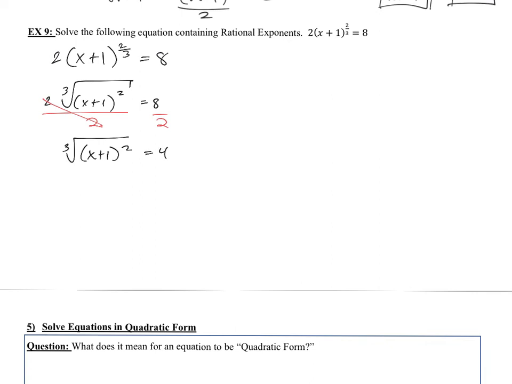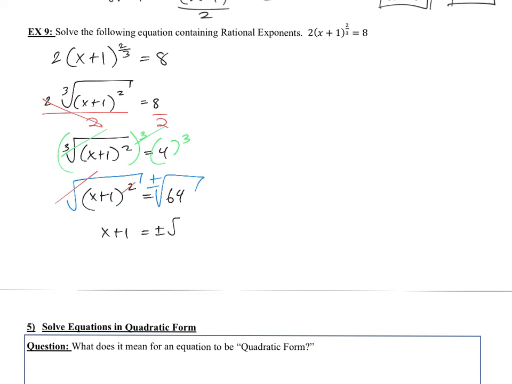Now, to get rid of a cube root, we're going to raise both sides to the third power. That cancels that cube root, and I'm left with (x plus 1) squared equals 4 cubed, which is 64, I believe. Yep. All right, hey, look at this. That is set up perfectly for the square root property. So we can square root both sides. Remember that plus or minus, very important. Cancels with a 2. X plus 1 equals plus or minus the square root of 64, and the square root of 64 is actually 8.